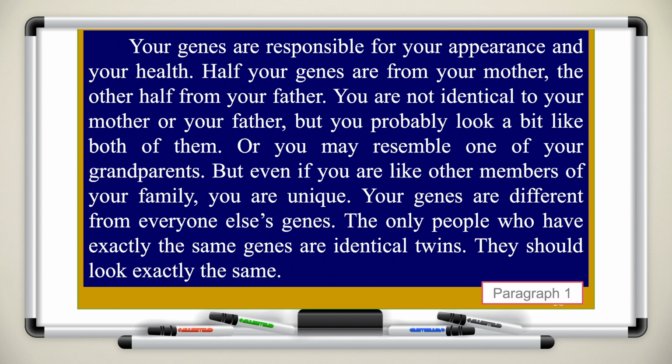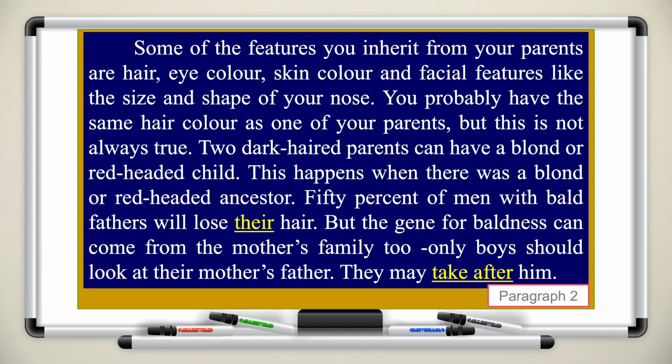The only people who have exactly the same genes are identical twins. They should look exactly the same. Some of the features you inherit from your parents are hair, eye color, skin color, and facial features like the size and shape of your nose. You probably have the same hair color as one of your parents, but this is not always true. Two dark-haired parents can have a blonde or red-headed child. This happens when there was a blonde or red-headed ancestor.